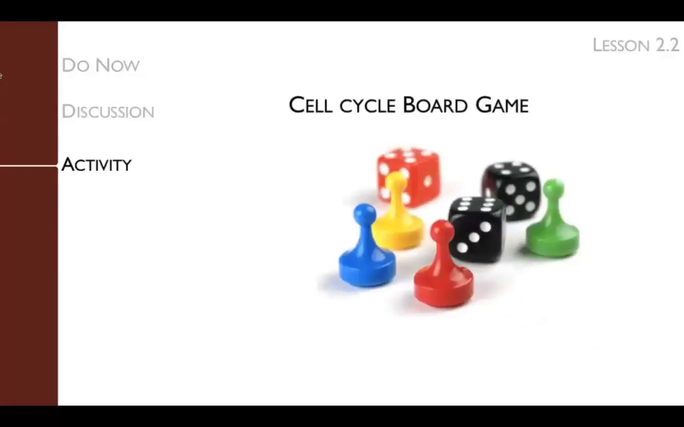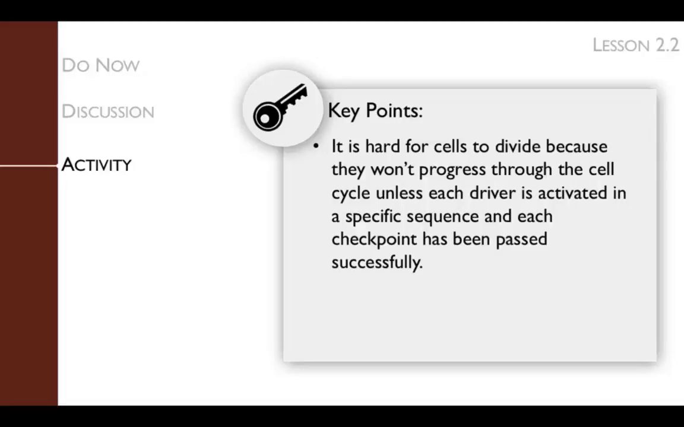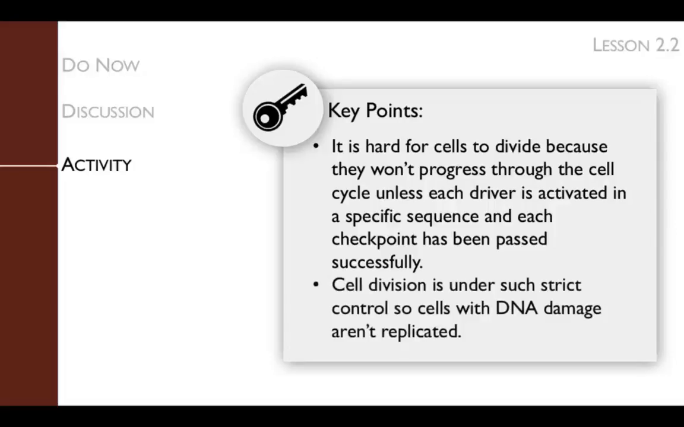The activity for this lesson is a game that simulates how cells progress through the cell cycle. The key points of the activity are that it is hard for cells to divide because they won't progress through the cell cycle unless each driver is activated in a specific sequence and each checkpoint has been passed successfully. Cell division is under such strict control so cells with DNA damage aren't replicated.